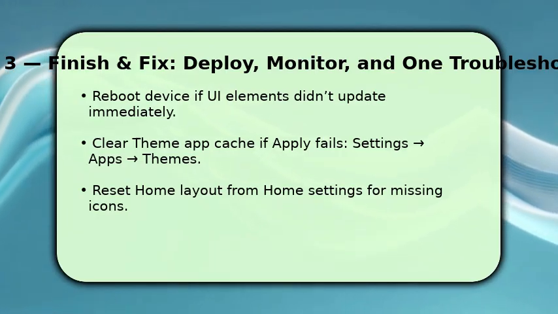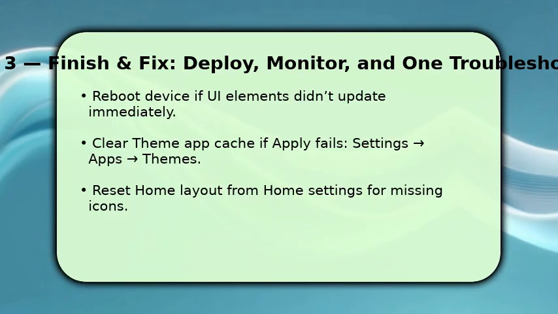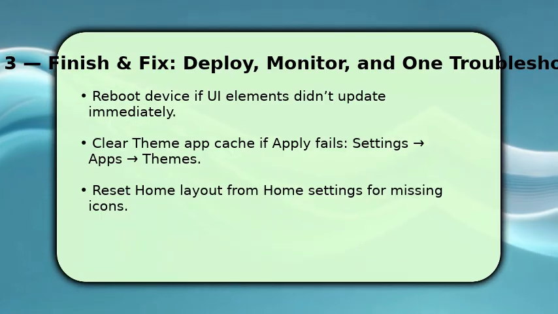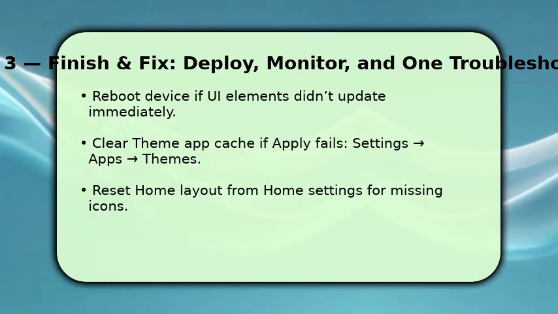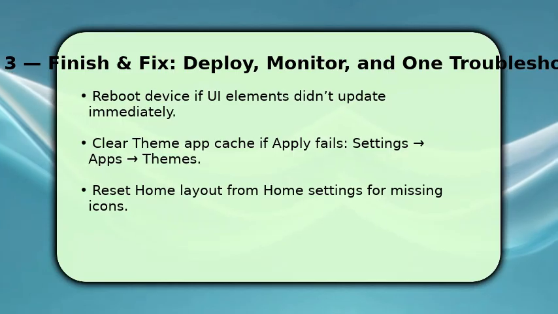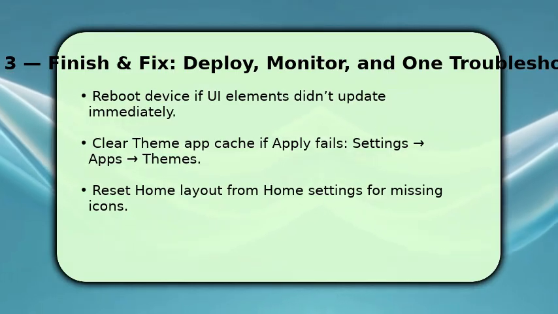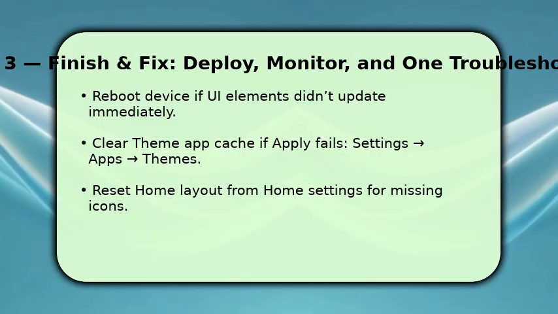If Apply failed or the theme app misbehaves, clear cache. Go to Settings, then Apps, then Themes, then Storage, then Clear Cache, then retry. Finally, if icons are missing, open Home Settings and choose Reset Home Layout. That restores icon placement without affecting the theme.